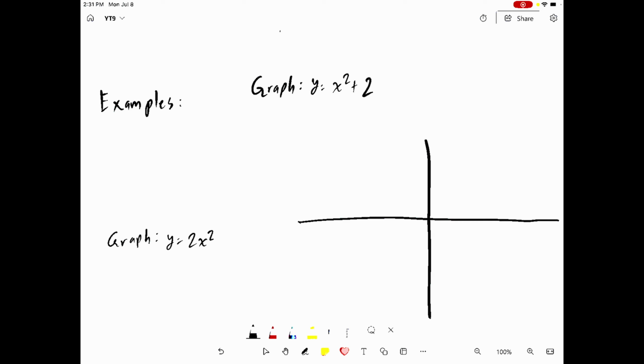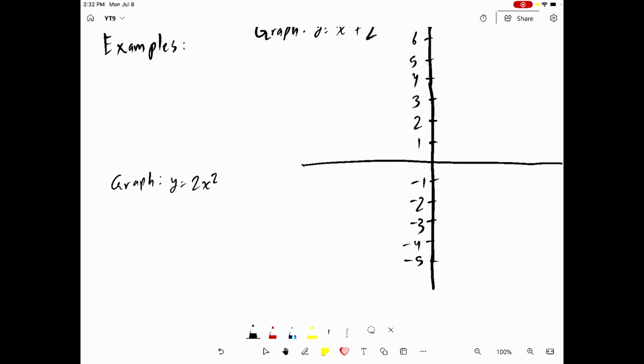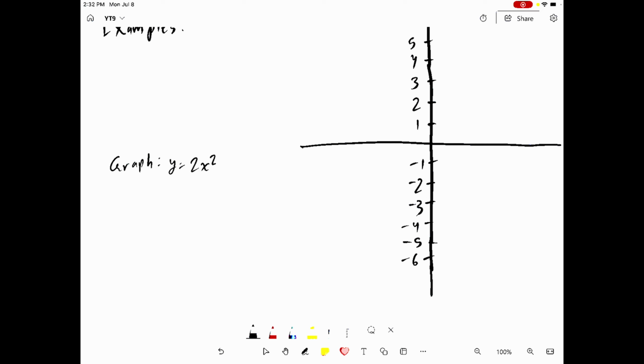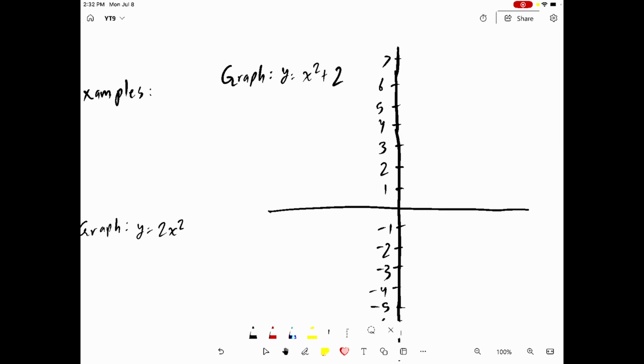Let's start like this. And actually, let's make the y ones a little bit longer so it can fit all the numbers. Like 1, 2, 3, 4, 5, 6, 7. Let's just put it up to 7. Negative 1, negative 2, negative 3, negative 4, negative 5, negative 6, and let's go all the way down to negative 7. So this would be our coordinate plane.